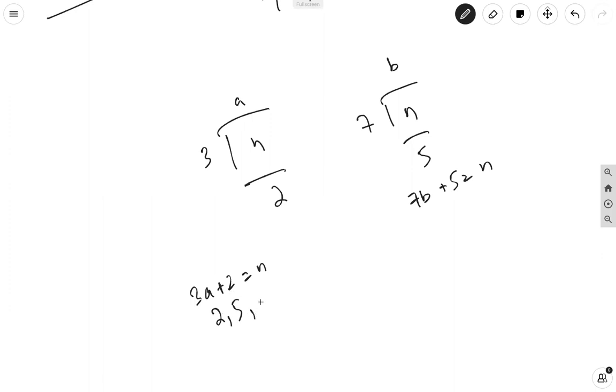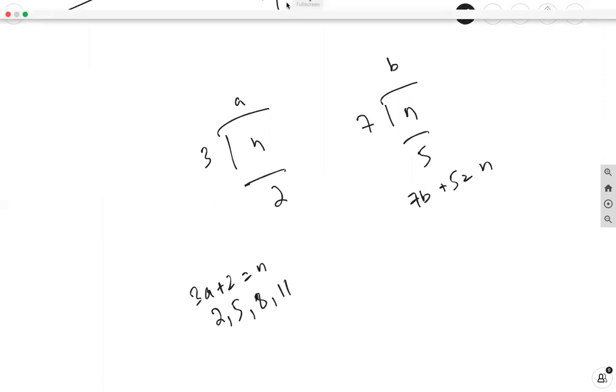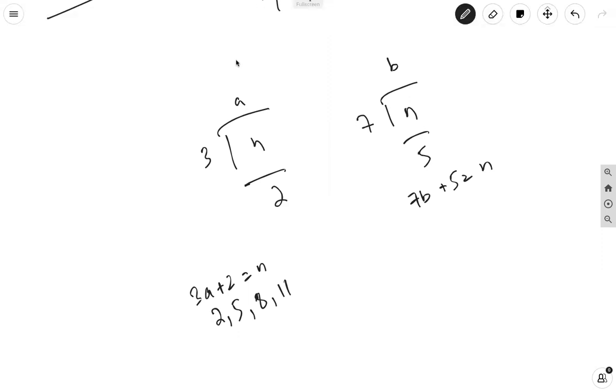For a equal to 2, this will become 8. For a equal to 3, this will become 11, and so on. There is a gap of 3 between each. And here, if b becomes 0, this will become 5. And see that the first common term is 5 in both. So the first common term is 5.